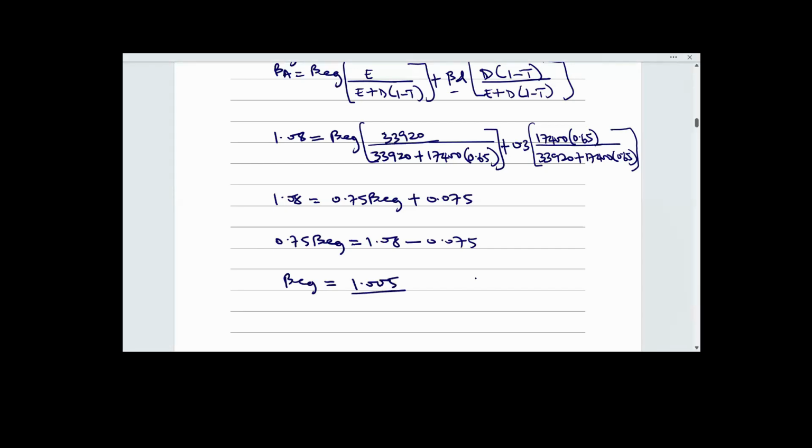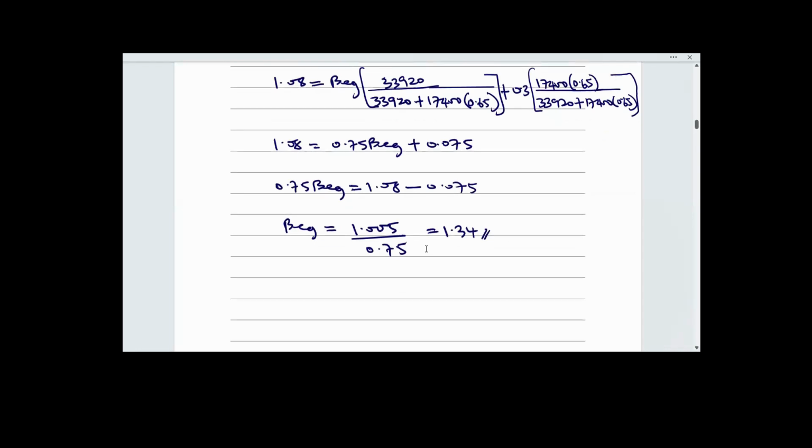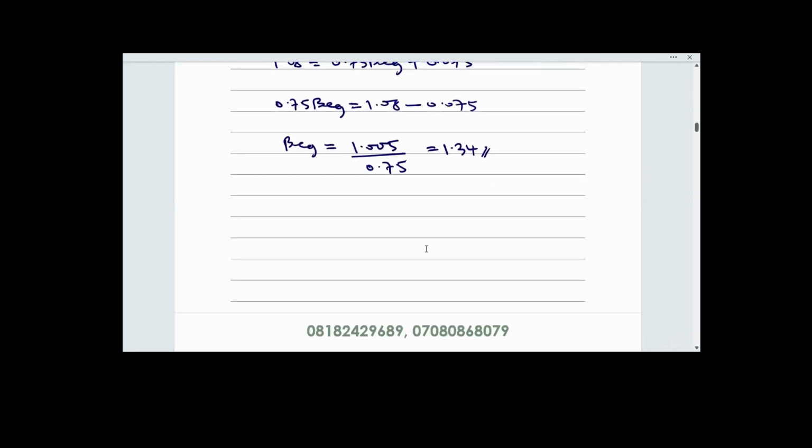1.005 then divided by 0.75. So this gives 1.34. Here is 1.34. So the beta equity of a gear of Kilimanjaro is 1.34. Therefore, I'll move to step 4, which is computing cost of equity.